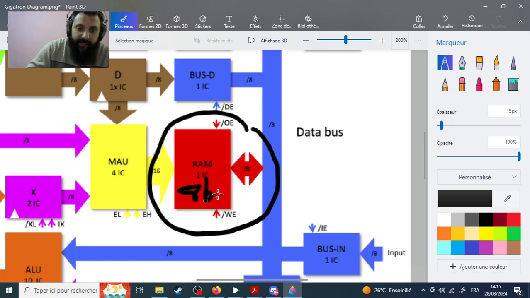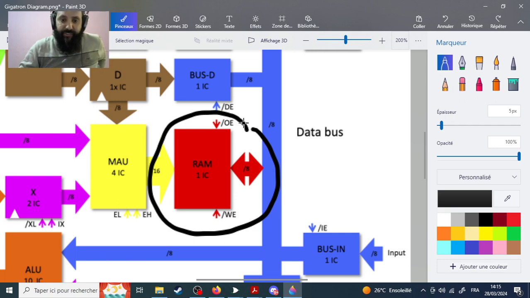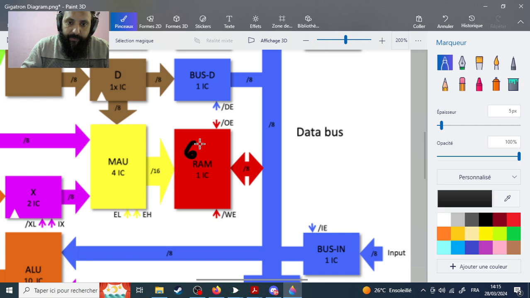Yes, it's different from the ROM. Just to make the distinction between the ROM and the RAM: the ROM is 16 bit and the RAM is 8 bit. We have to specify here that there are differences between the Gigatron and the Megatron on this point. Gigatron is 32K. Megatron is 64K. It is the double.